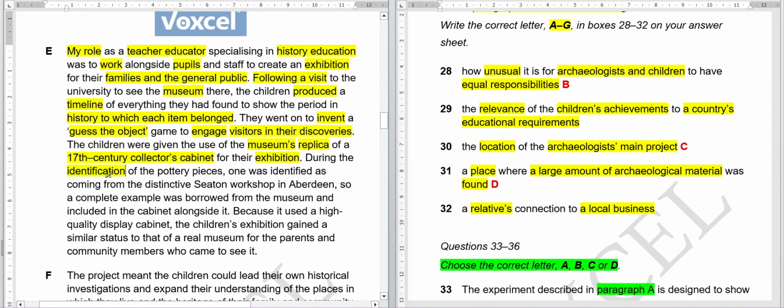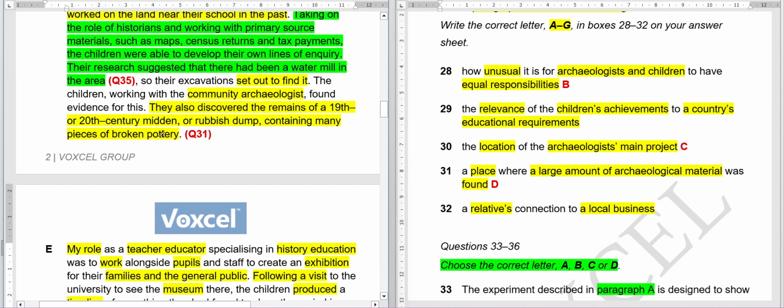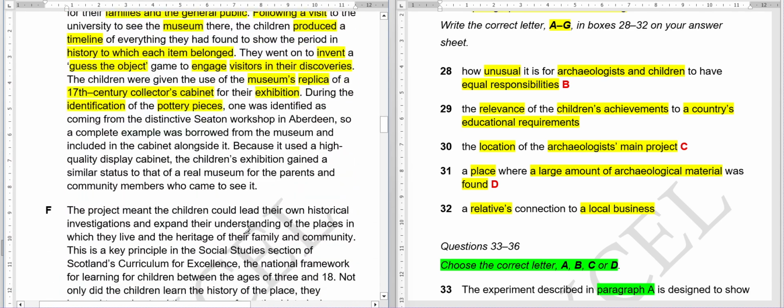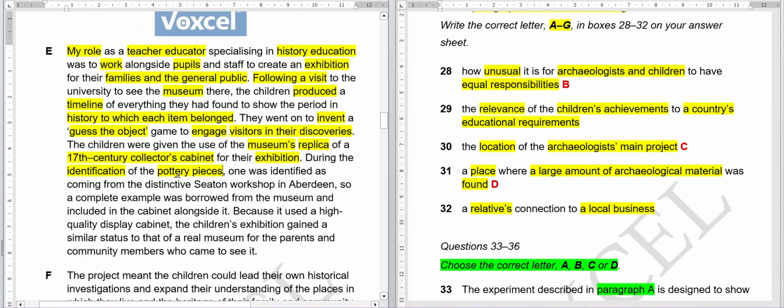So while they were identifying their pottery pieces, what kind of pottery pieces? Those pieces they have found in paragraph D. Okay. So while they were investigating them, where it was written, yeah. While they were identifying those pottery pieces, one particular piece was identified as coming from this particular workshop in Aberdeen. So this is the place. So a complete example, a complete pot or whatever pottery it was, was borrowed from the museum and included in the cabinet alongside it.